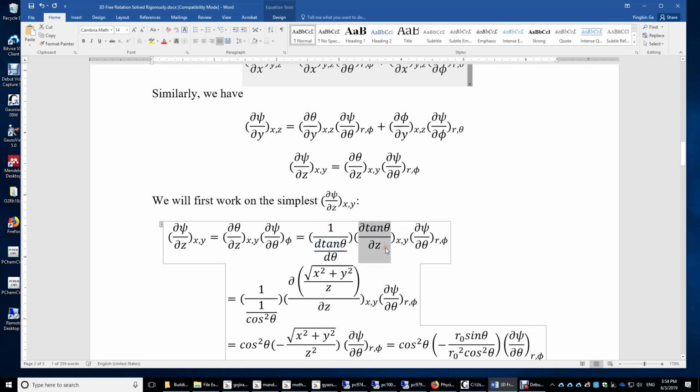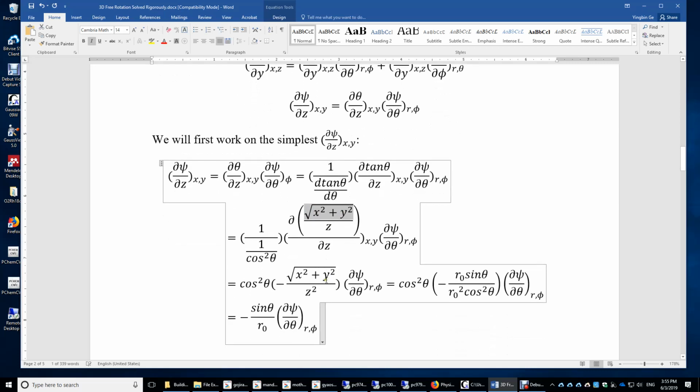Why can we do this? This is because tangent theta is simply the square root of x squared plus y squared, over z. Remember, this is the projection of the r vector on the xy plane over z. And then we can do this easily. Over here, again, you can see x and y are held constant. So really, we're just looking at the square root of x squared plus y squared times the first derivative of 1 over z. And that's just negative 1 over z squared. So we have this term here. And this becomes cosine theta squared.